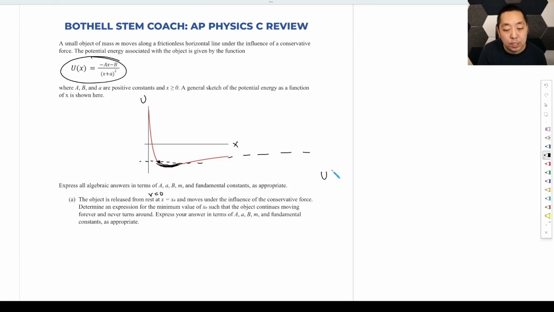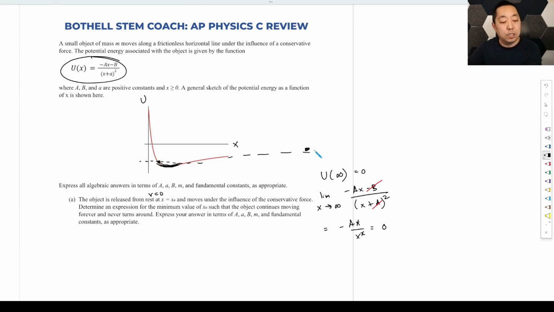First, we want to know what the energy is at infinity. So we're going to take the limit as x goes to infinity of this expression, negative ax minus b over x plus a squared. Remember, with limits at infinity, we just keep dominant terms. In the numerator, the constant term will go away, because x gets bigger and bigger. So this is going to be negative ax over x squared. That's going to cancel, and as you go towards infinity, this goes to 0. So there is 0 joules of energy down here. When you're at infinite distance, the potential energy is 0.